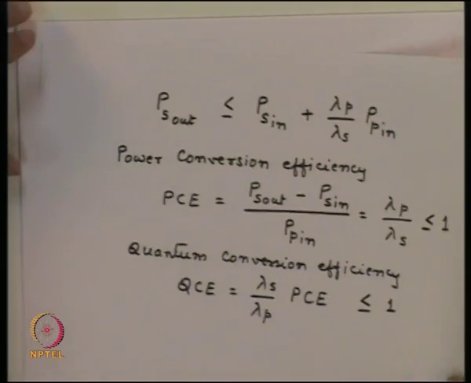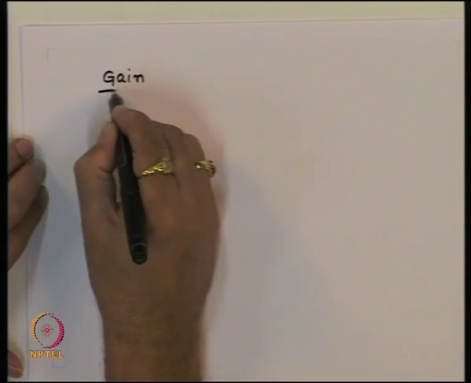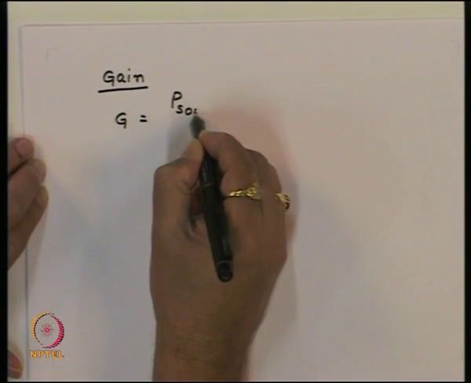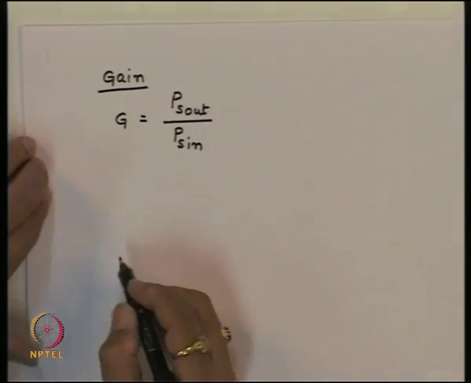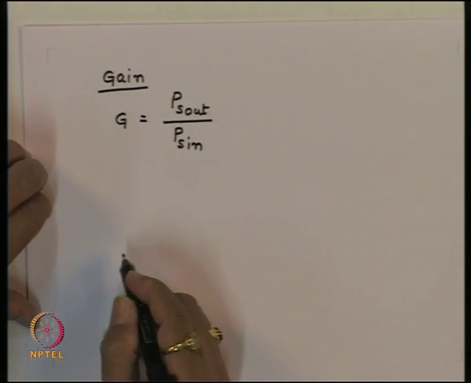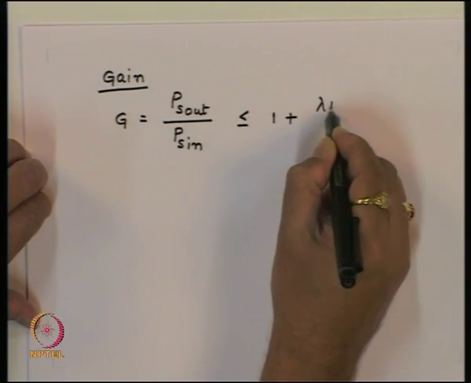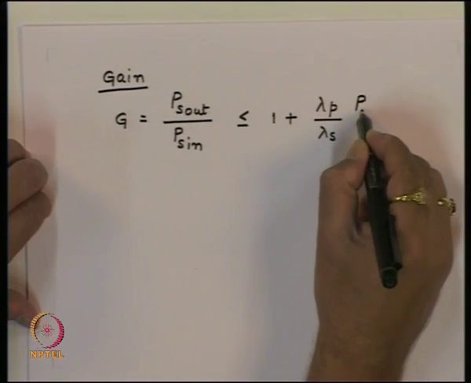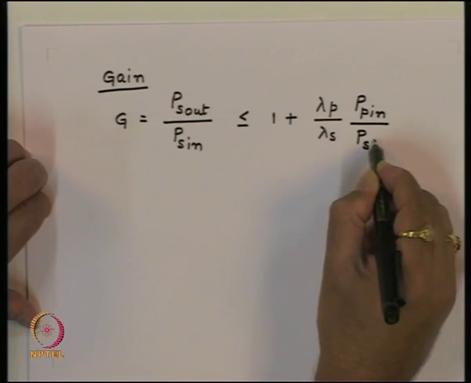Then one can define an important parameter for the amplifier, which is called the gain. So we can have a gain for this amplifier, and that is nothing but the signal power in the output divided by the signal power in the input. So this quantity is less than or equal to 1 plus lambda P upon lambda S times P pump input divided by P signal input.